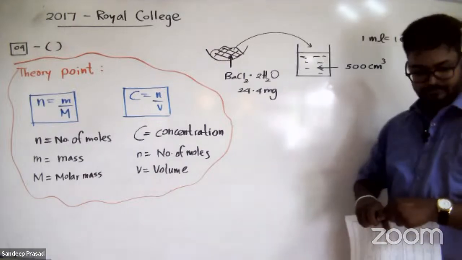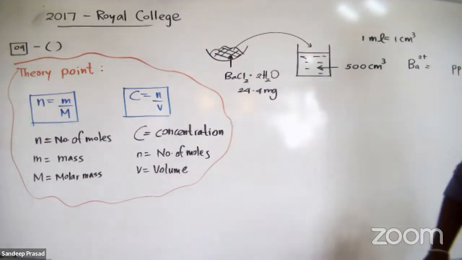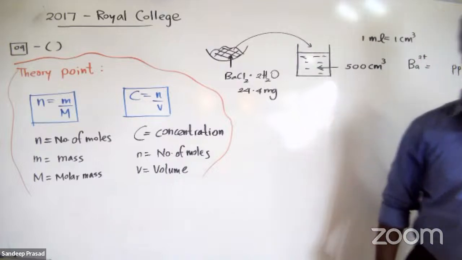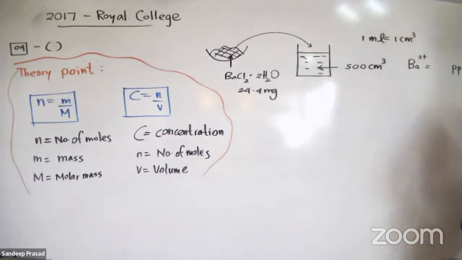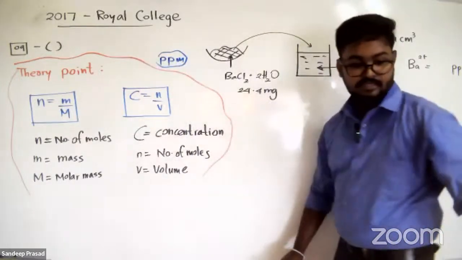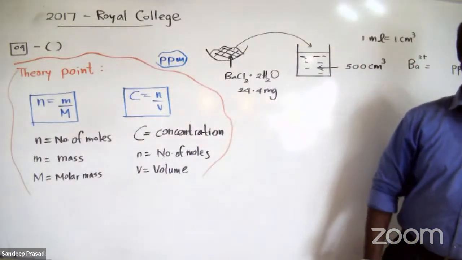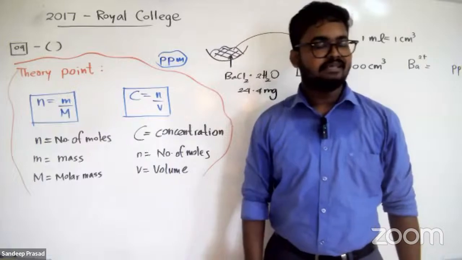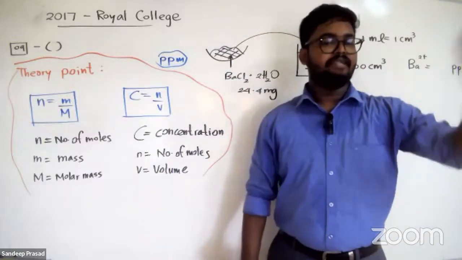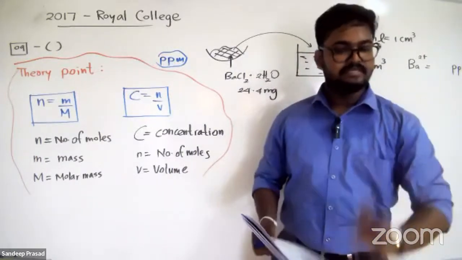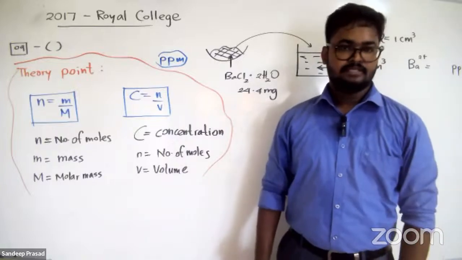I will include another theory point for this one. What is this ppm? Do you have any idea about ppm? Do you know what ppm is? ppm, what is it? Parts per million, yes. How many parts are there for a million particles? If I consider a sample with a million particles, how much is the corresponding amount of the species?